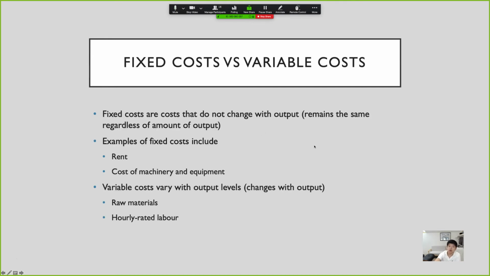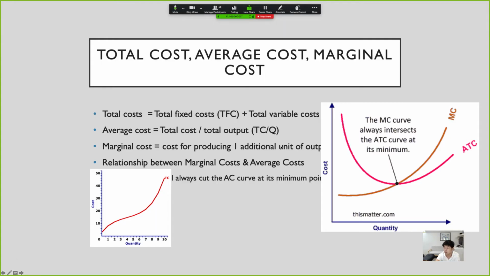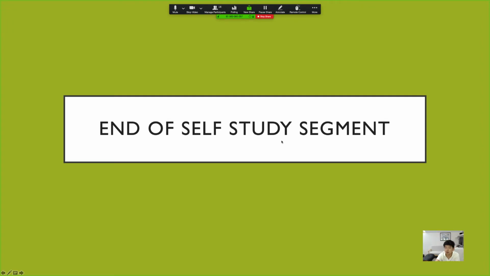Now, next, we've already covered this. Your fixed cost will be rent and cost of machinery and equipment. Your variable cost will be raw materials and labor. Okay, this part is a self-study segment. You can go and download the slides and read up on your own. They are self-study because they're typically not really tested for examinations. That's why they're self-study.